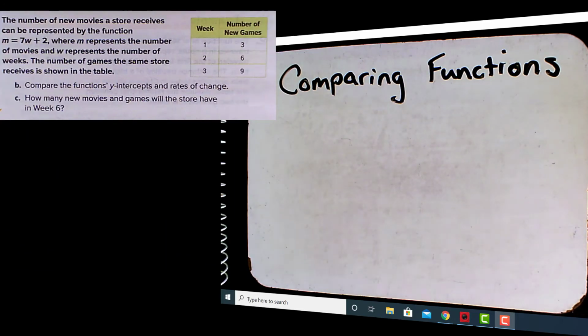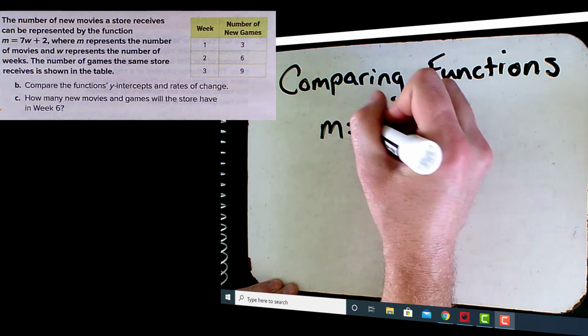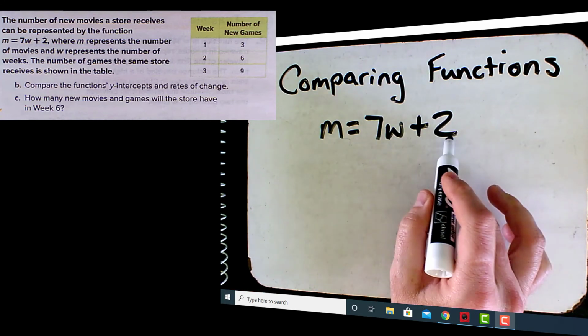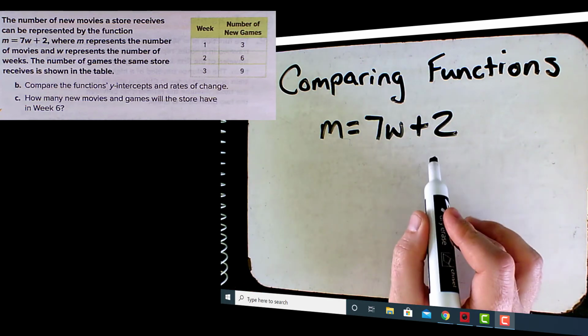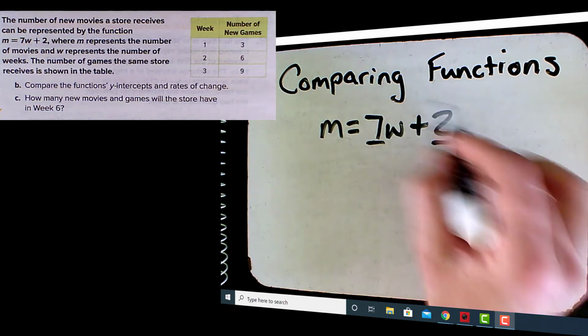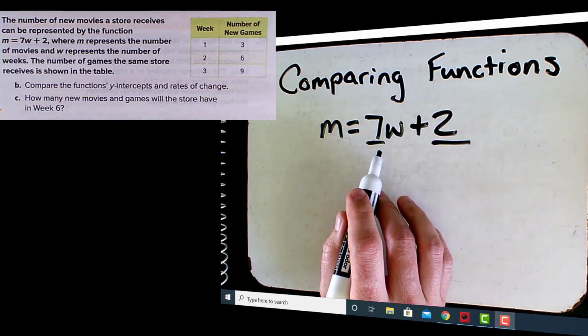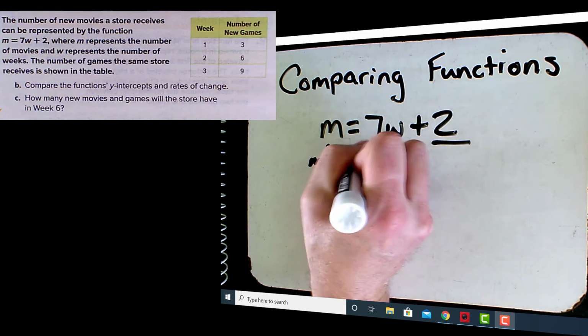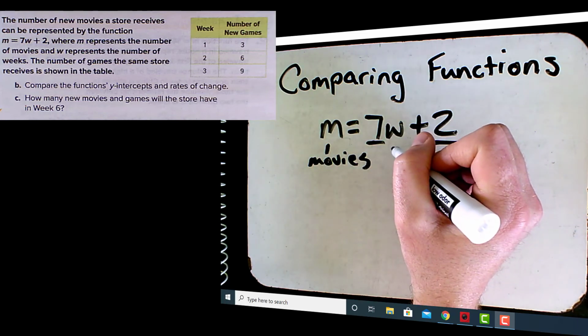How about we do another comparison? In our third problem here, we have the number of new movies a store receives can be represented by the function M equals 7w plus 2. Remember, this is just y equals mx plus b. So we've got a slope, we've got a y-intercept. Now we've written this function in equation format. It says where M represents the movies and w represents the number of weeks.